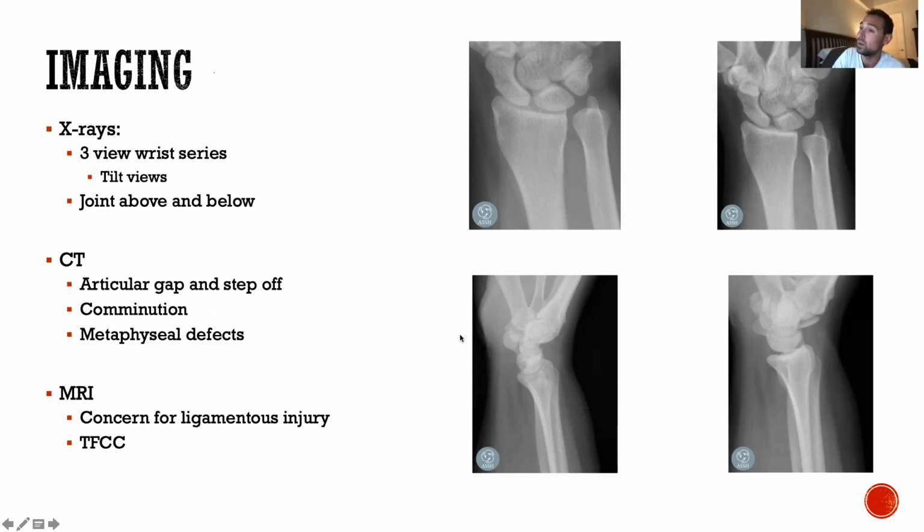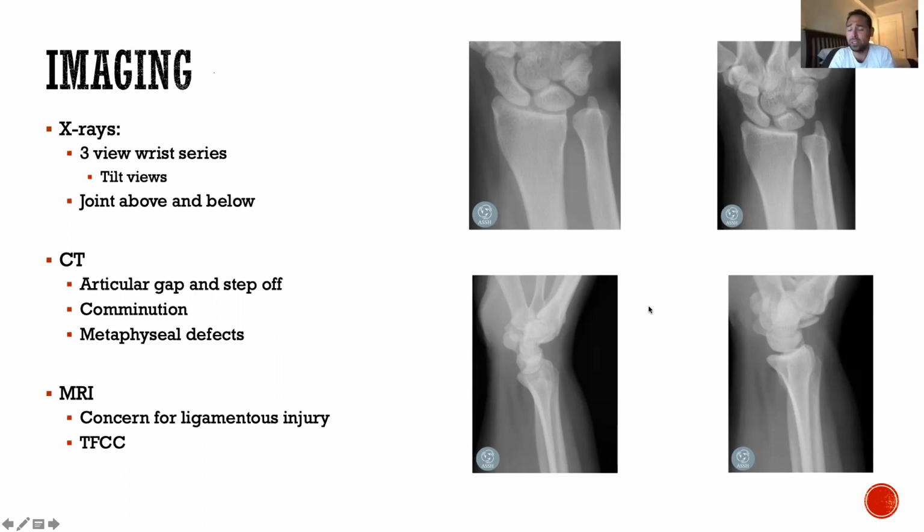You can see that here, and you can see here on the lateral. And the way that we attain those views are by tilting the wrist. So in the AP view, it's about a 10-degree tilt, and in the lateral, it's about a 20-degree radial deviation. And that will let you look down the joint line a little bit easier and be able to evaluate the articular surface.